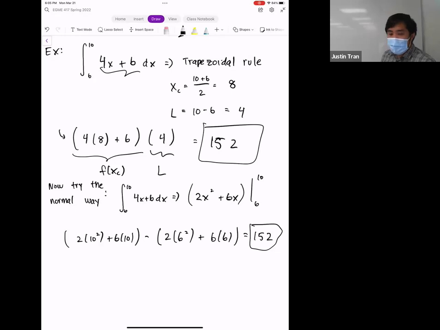And so hopefully this shows you that the trapezoidal rule is legit. And so you don't have to do the integration all the time. Of course, in this case, it did end up being exact, and so we didn't see any differences between the trapezoidal rule and normal integration. But in general, you can expect there to be some kind of error between the trapezoidal rule and normal integration. It was only because 4x plus 6 is such a simple function.